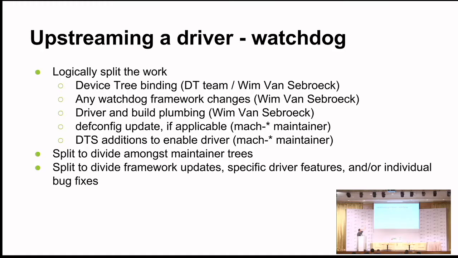So again, we're split amongst the maintainer trees that own each of these logical changes, right? You would never have a patch or a commit that would go to two separate maintainers. It's got to go into one tree, right? So you have to think logically to divide that way, and then it's split to divide amongst framework updates. I need an API change maybe in the watchdog tree, specific driver features of the new driver, and then individual bug fixes. So dividing all that out.